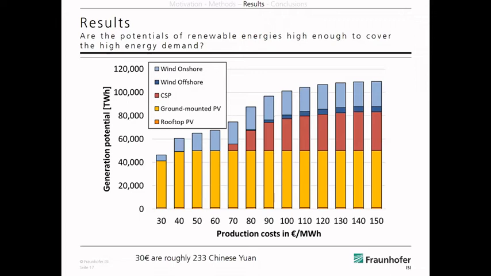On the x-axis, the production cost in euro per megawatt hour. So 30 euros are roughly 230 Chinese yuan, so that you can read my slides. And we can see that the potential for ground-mounted PV is really high in China. Theoretically, the inflexible demand, which I showed before, which was 15,000 terawatt hours, could be covered just with ground-mounted PV. But what Benjamin already said is that ground-mounted PV has, of course, its flaws, and Enertile won't just put ground-mounted PV in China and then it's done.